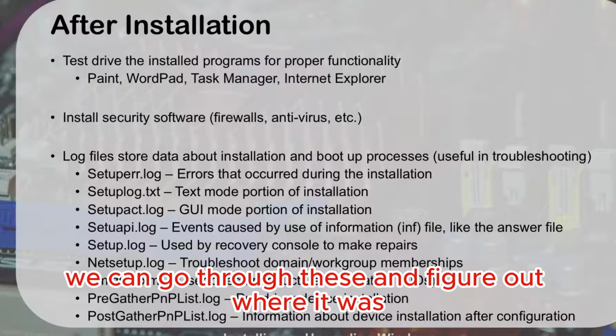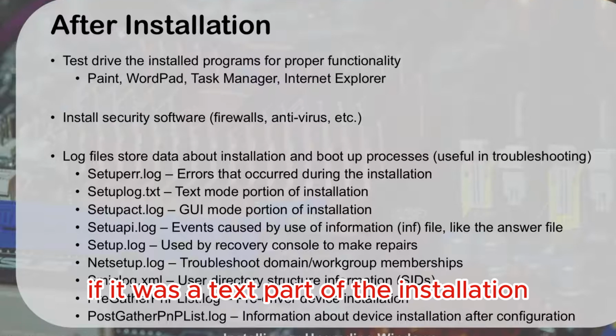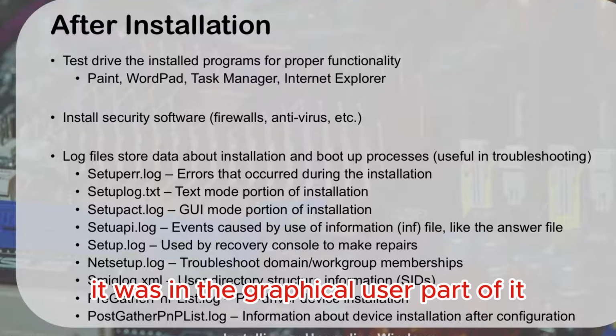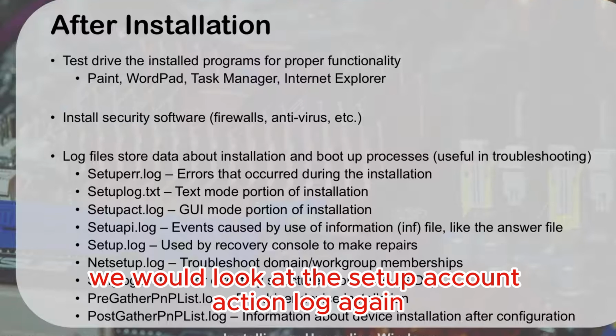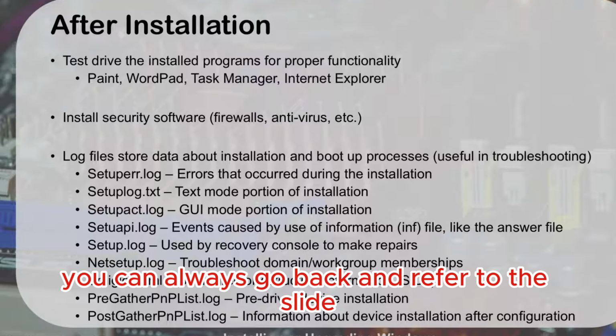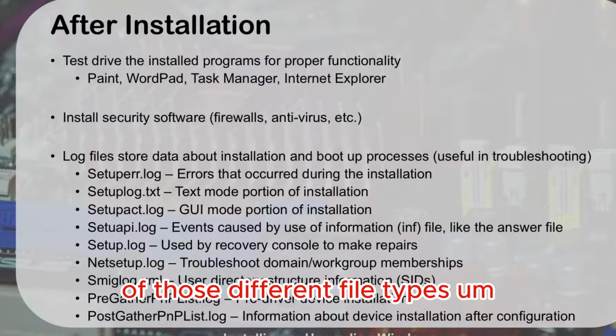We can go through these and figure out where it was. If it was a text part of the installation, it'll be in the setup log.txt. If it was in the graphical user part of it, we will look at the setup account action.log. Again, most of the time you're not going to need this, but if you do, you can always go back and refer to this slide of those different file types.